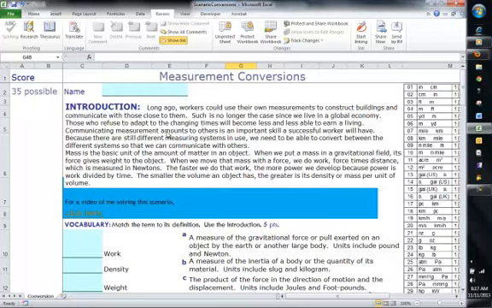This is the measurement conversion lab. First thing you want to do is put your name in.